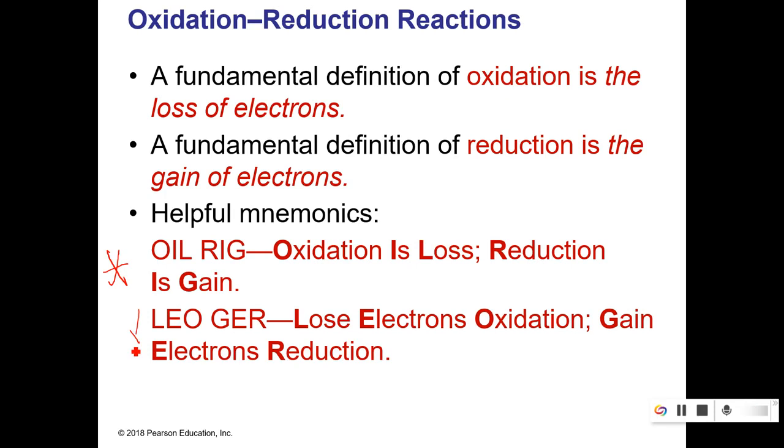Also remember, we did talk about OIL RIG. I also believe we talked about LEO says GER. You need to pick one of those acronyms, and then that tells us the other two things. So oxidation is loss of electrons, reduction is gain of electrons. And you can see that with both acronyms. Again, just keep one. You pick which one you want to use.